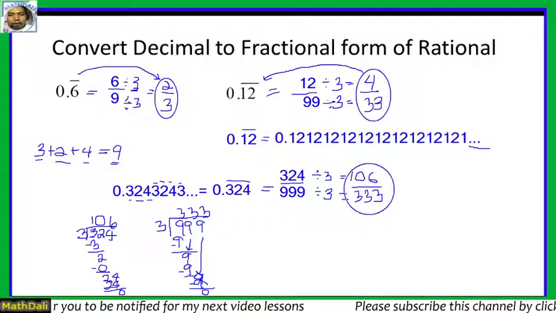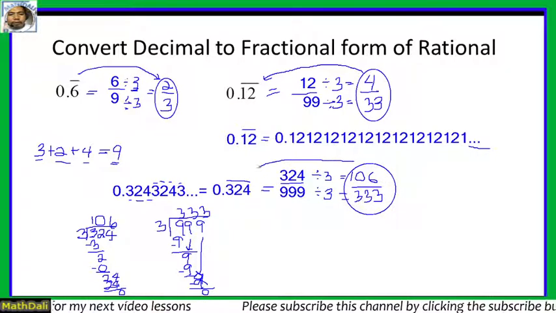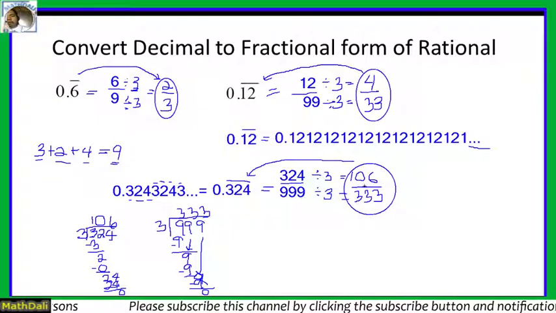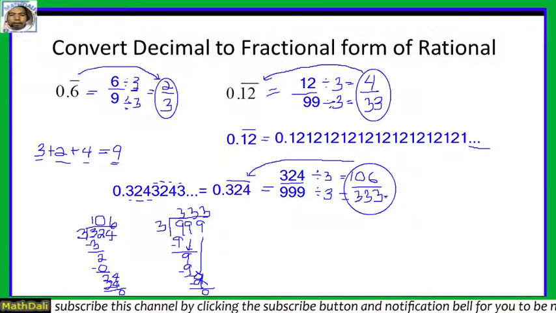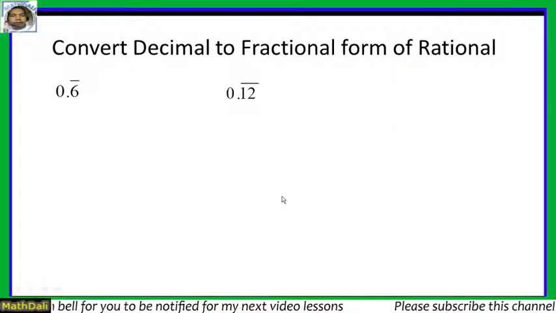So ito yung ating fractional form ng decimal na to, yung repeating decimal. Okay, so if we're going to divide this using the calculator, 106 divide nyo natin sa 333. Ito yung lalabas sa calculator ninyo: 0.324324. Okay na? Next tayo.